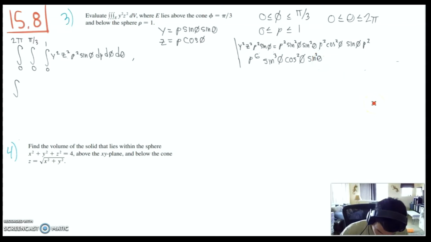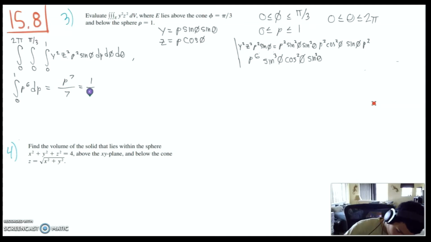Okay. So rho goes from 1 to 0. It's rho to the power 6 d rho, and that turns into rho to the power 7 over 7, which is equal to 1/7. Circle this, because that's part of our answer, right? And then we're going to do the theta integral, which is from 2 pi to 0, of sine squared theta d theta, and that's the exact same thing as 1/2 from 2 pi to 0 of 1 minus cosine 2 theta.